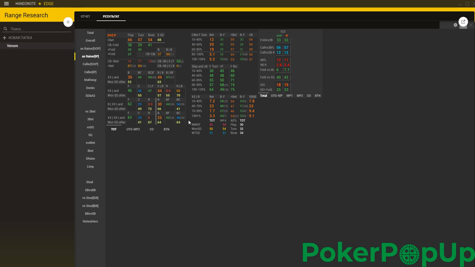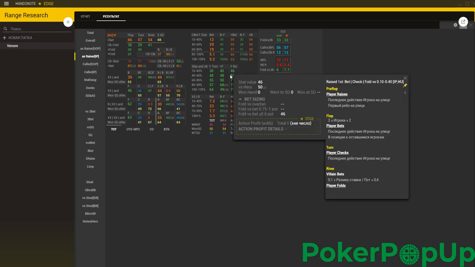The sizing block is the same as in raiser out of position. Here we have c-bets, here we have folds to probe bets, fold to probe bet on the turn, plus fold to plus bet on the river. And here we have the separate fold to probe bet on the river.